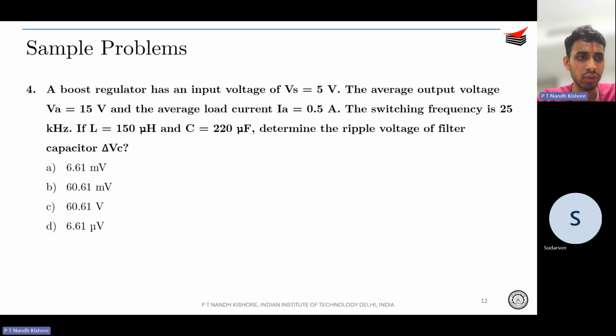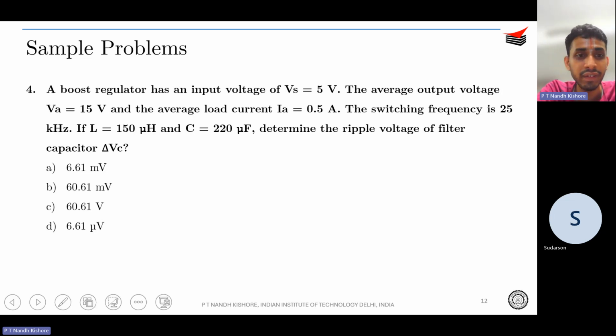This is again a straightforward problem. The question is about a boost converter, so just draw the circuit. It will be easy for you. It has an input voltage of 5 volts and an output voltage of 15 volts. Load current is also given. The switching frequency is 25 kilohertz. Since they have given nothing about it, you can assume that this is in CCM, continuous conduction mode. They have given you everything, L and C as well.